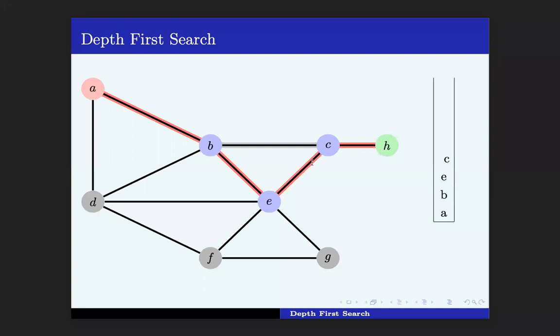I come to C. Does C have a neighbor? C already had a neighbor B, which has been checked out already, and H has also been done. So C doesn't have any other neighbor. C is also clear, so C is also done. I'm going to the parent of C, or the vertex from which I have come, which is E.